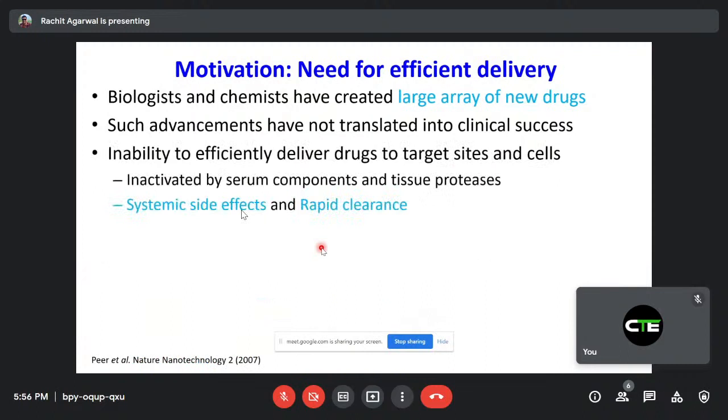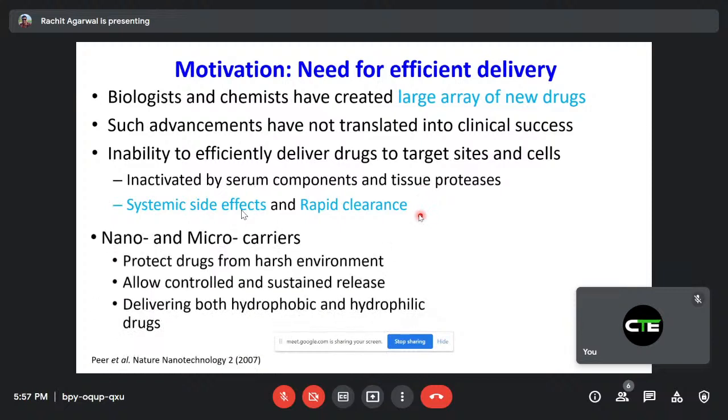A major part of that is because of our inability to efficiently deliver these drugs wherever they need to go. We were hearing about drugs for different viruses from Sandeepan, and there are other cancer drugs. These are very potent drugs, but it's our inability to deliver them to the site and not to our healthy tissues, which then leads to a lot of side effects such as hair loss and immune system weakening in cancer treatments. So that's where we think these nano and micro carriers are very useful.